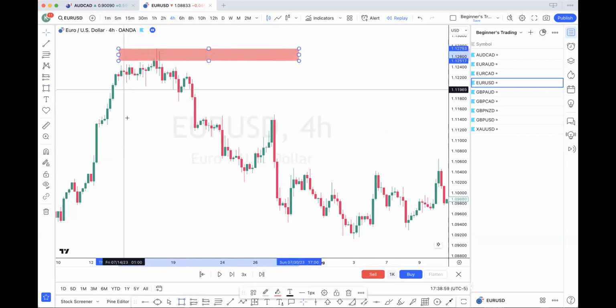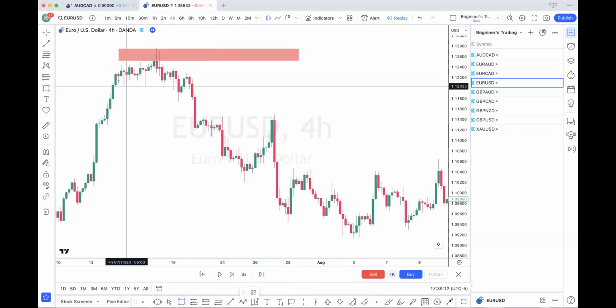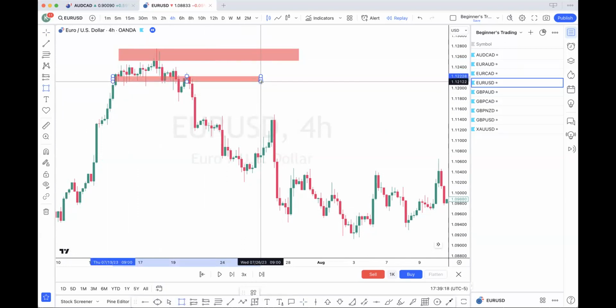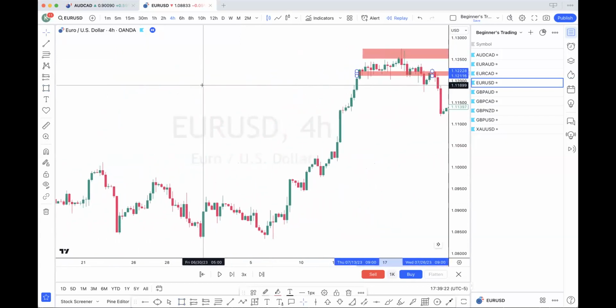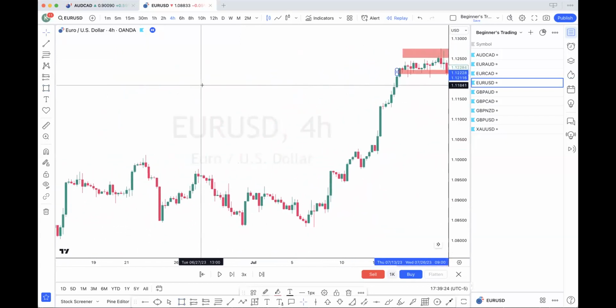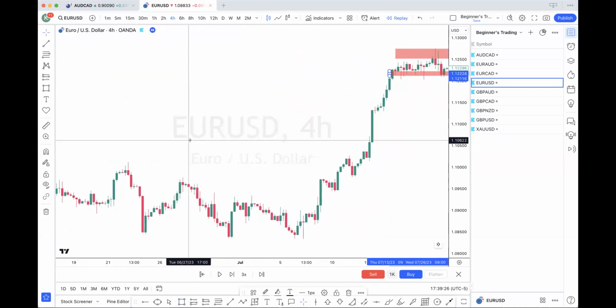So price is pushing up. I marked up my zone. And then, so you have this order block right here, right? So I'm going to mark up that zone there. So we're just pretending like this is where we are on the chart.